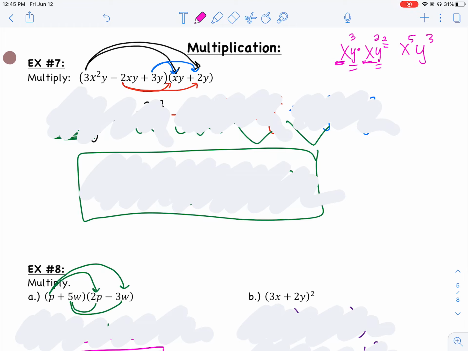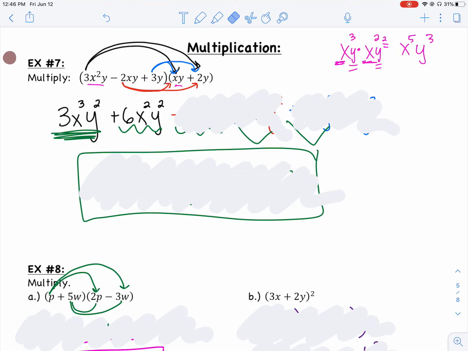In example number 7, we're taking this trinomial and we're multiplying it to this binomial. We have 3 terms times 2 terms. So we're simply going to distribute all the terms in the first polynomial to all the terms in the second polynomial. So here we go. If I take the 3x squared y and multiply it to the xy, I end up getting a 3x cubed y squared. Remember, I'm combining like bases by adding their exponents.